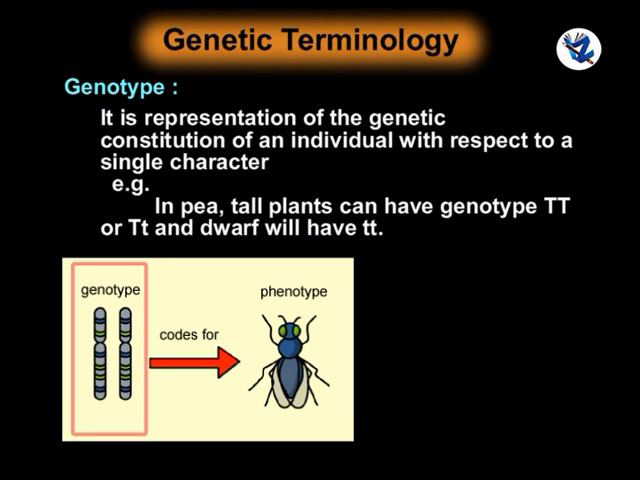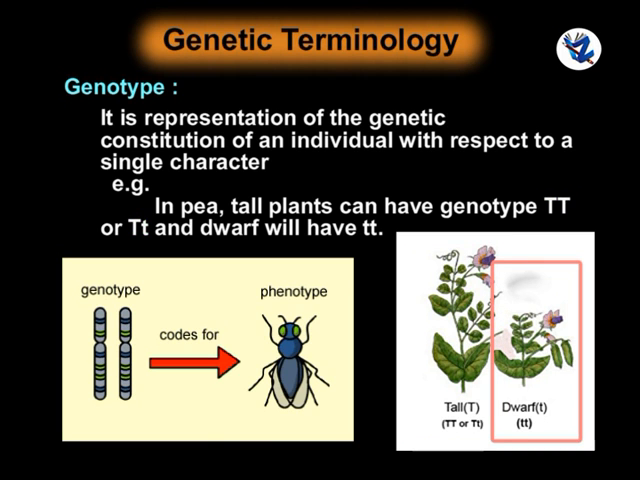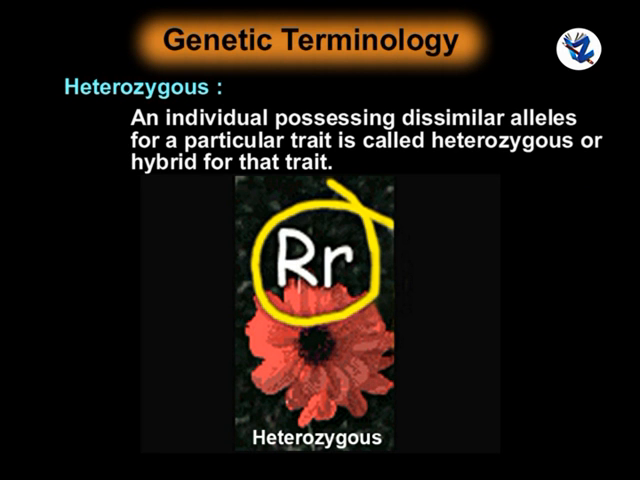The genotype, it is representation of the genetic constitution of an individual with respect to a single character. For example, in pea, tall plants can have genotype capital TT or capital T small t, and dwarf will have small tt. Then homozygous, an individual possessing similar alleles for a particular trait. These are homozygous or pure for that trait. Then heterozygous, an individual possessing dissimilar alleles for a particular trait are heterozygous or hybrid.